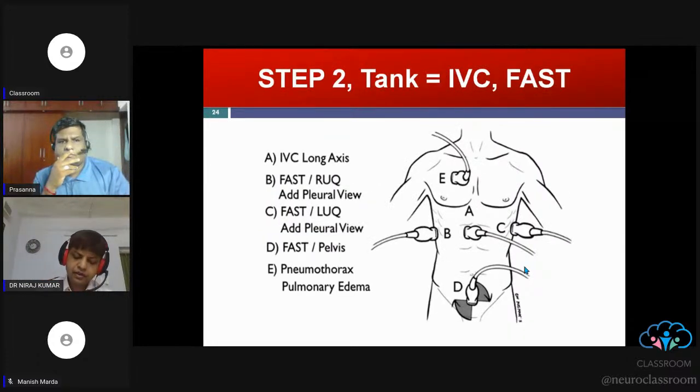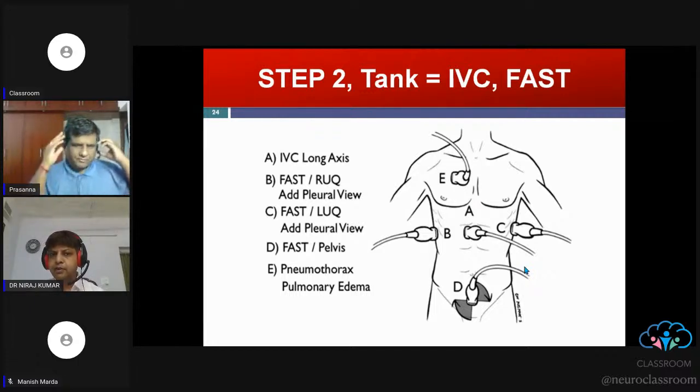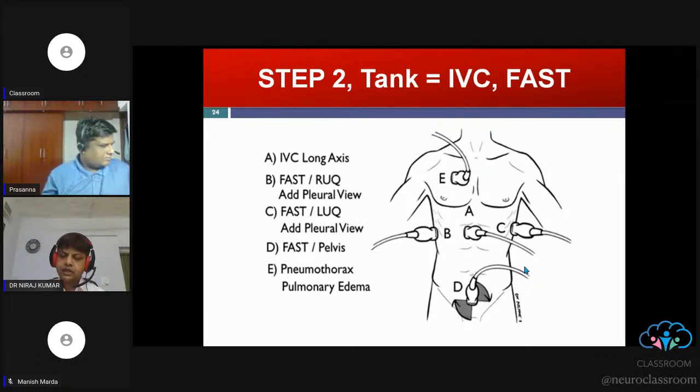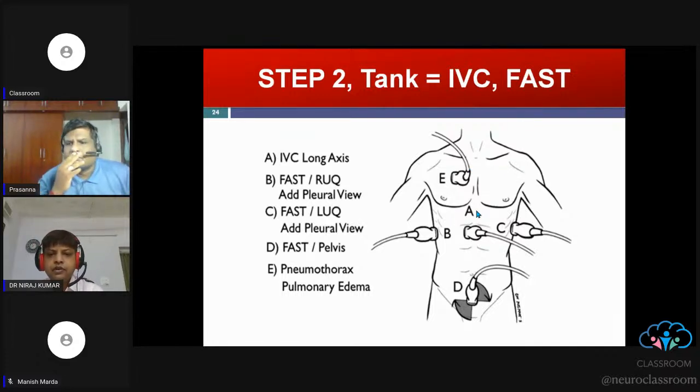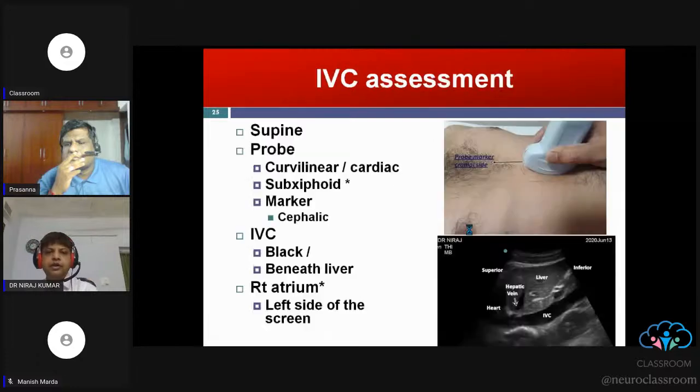So we have completed our first step, that is assessment of the heart, or assessment of the pump. Now in the second step, we have to assess the status of the tank. Mainly we have to see the IVC examination. Then after that we will do lung examination. In the tank part, in the lung examination, we have already covered that we have to diagnose pneumothorax and pulmonary edema. And for the IVC examination, we can use either the curvilinear probe or the cardiac probe.